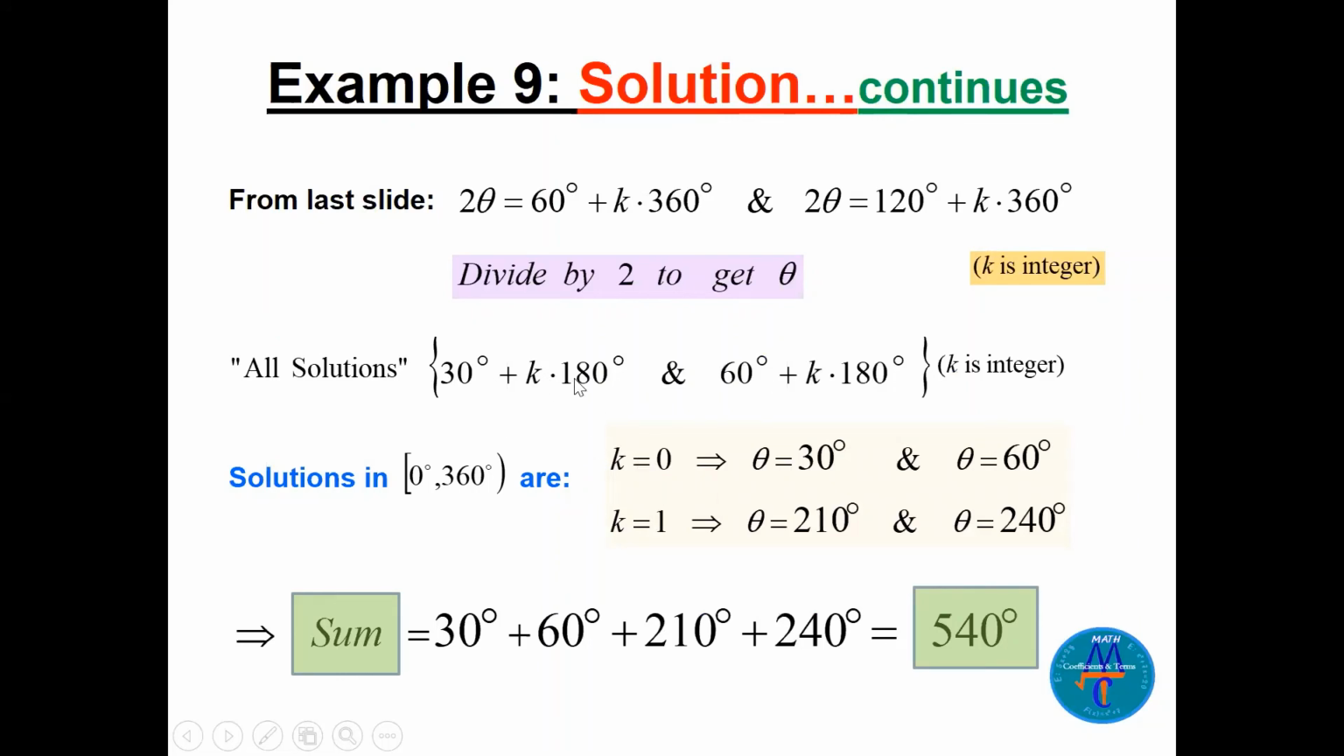If I put k equals 1, that will be 210, 180 plus 30, and 180 plus 60, 240. If you take k equals 2 or more or less than 0, you will get angles outside this interval. So let's find the sum. We just add 30 plus 60 plus 210 plus 240, which is 540 degrees, the sum of all the solutions between 0 and 360 degrees.